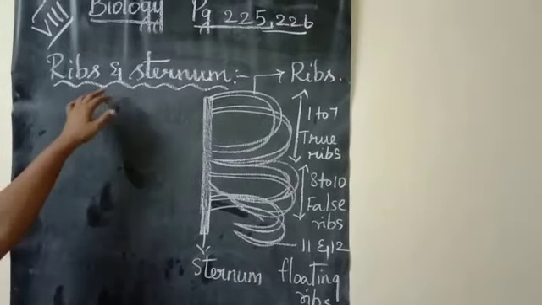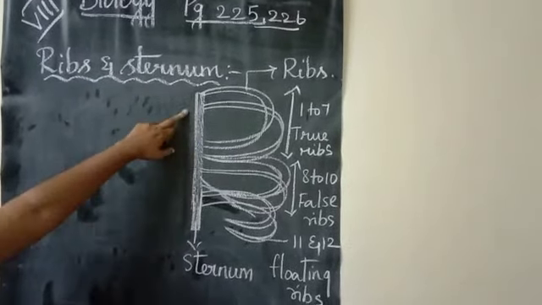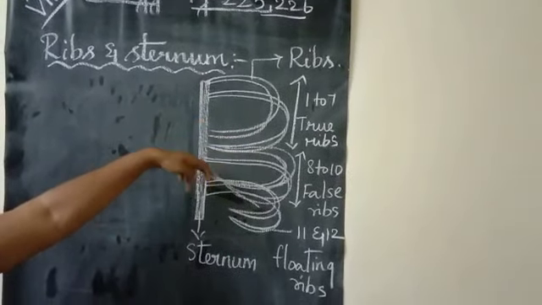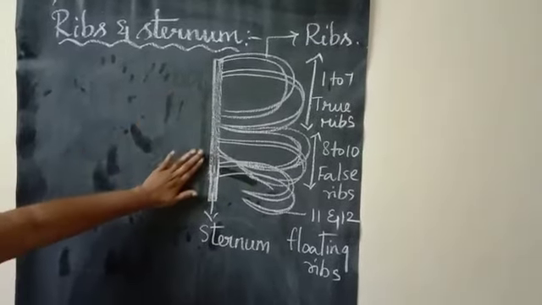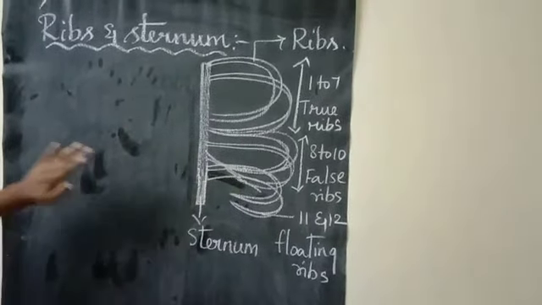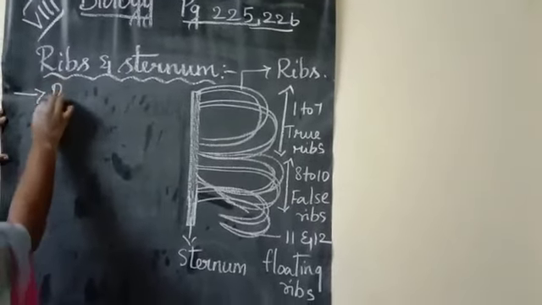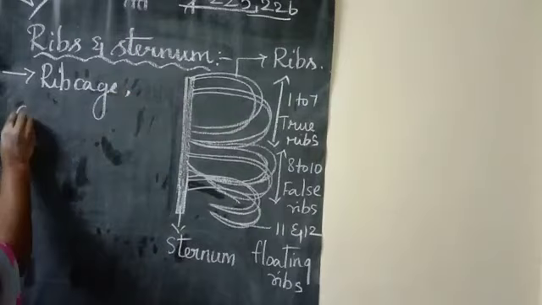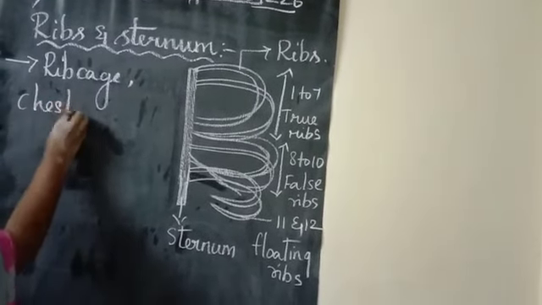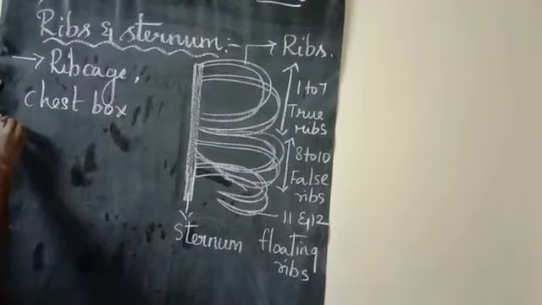Going to say about the ribs and sternum. So actually this is called the sternum, and all the structure bone, it is called the ribs. Okay, so about this ribs and sternum only we are going to see. This ribs and sternum is also called the rib cage or chest box.